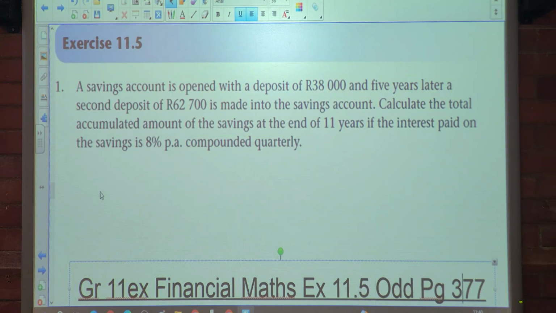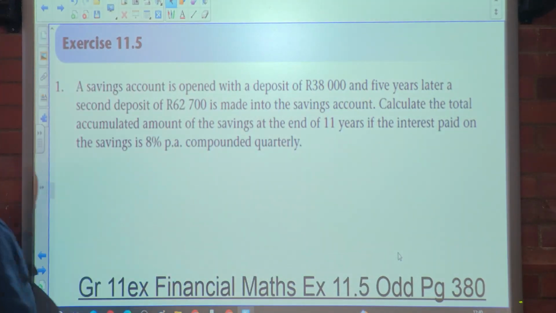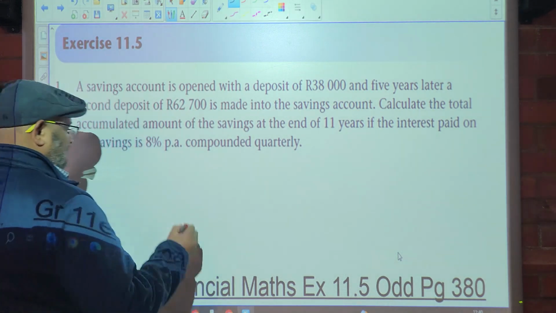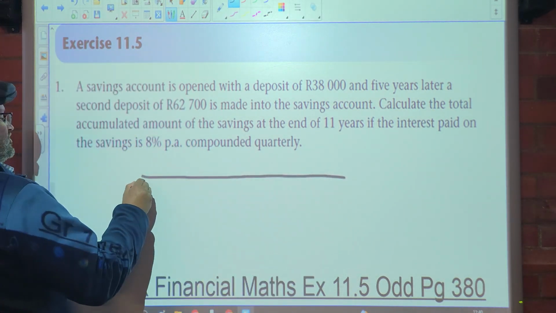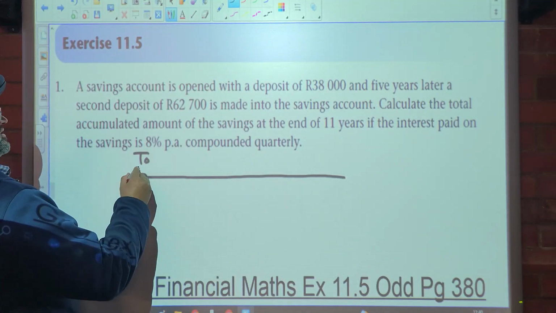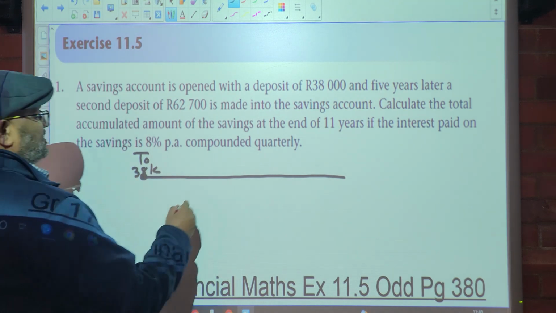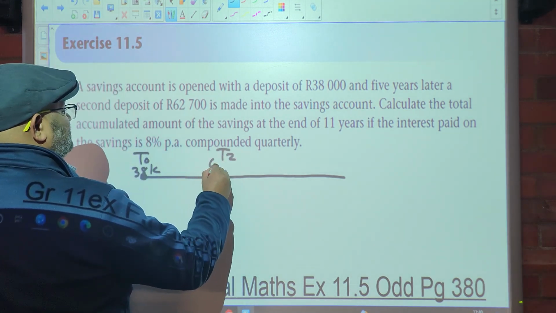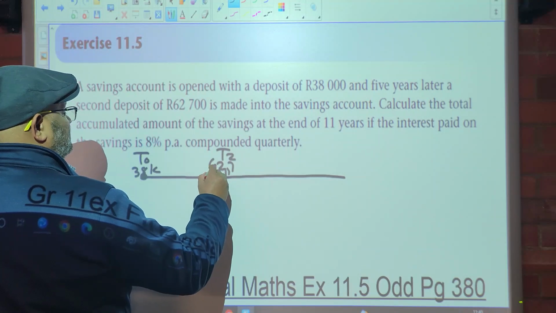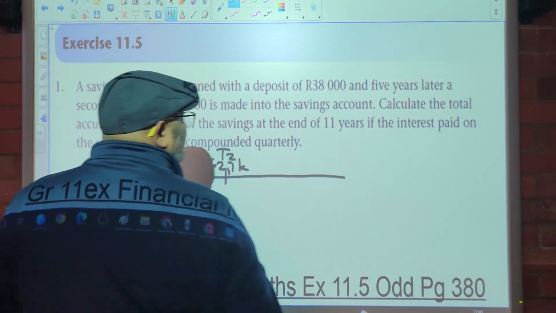11.5 is on page 308. People, we are told that the savings account is open with a deposit of 38,000 Rand. Right, timeline. You all agree with that? Just stop me if I make a mistake or you don't understand. Deposit of 38,000. 5 years later, a second deposit of 62,700 Rand is made into the savings account.